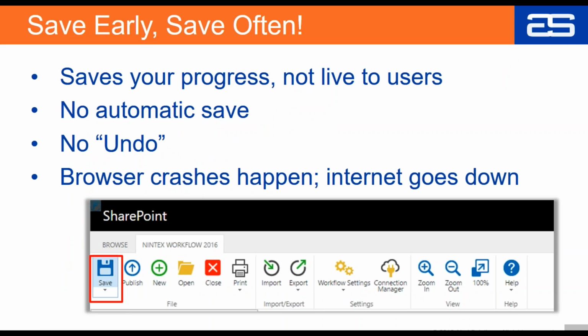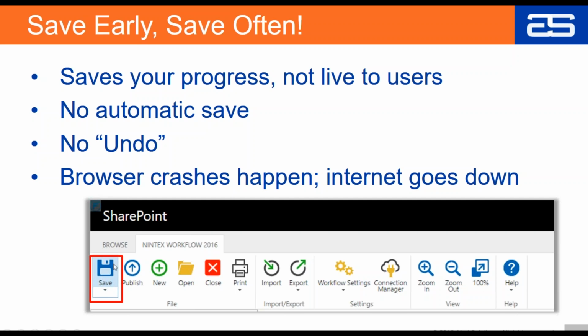All right, the next thing I want to talk about and encourage you to do is to save early and save often. So save, as opposed to publishing your workflow, is just going to save your progress. It's not making your changes live to your users yet, so there's no reason that you shouldn't be saving. And there's no automatic save happening within Nintex Workflow. There's also no undo in the on-prem version. Now, on the 365, the SharePoint Online version of Nintex Workflow, there is actually the option to undo and redo, which is nice. But if you're working on-prem, as we're talking about today, there is no undo and there's no automatic save. So save early, save often.